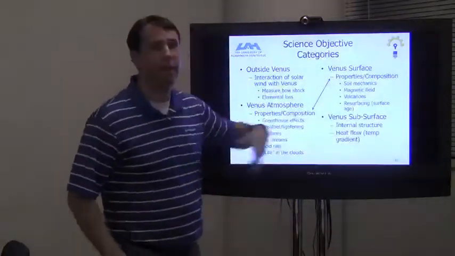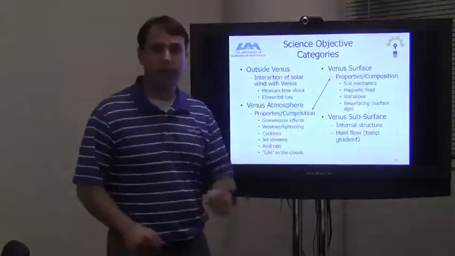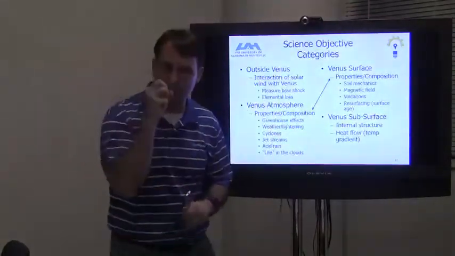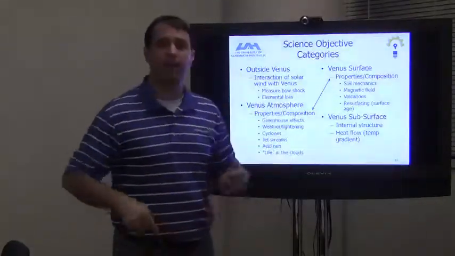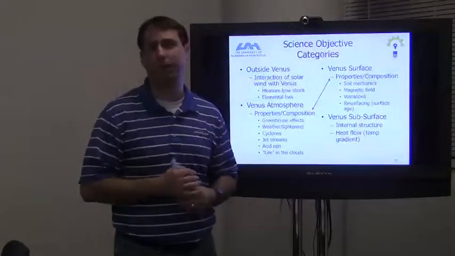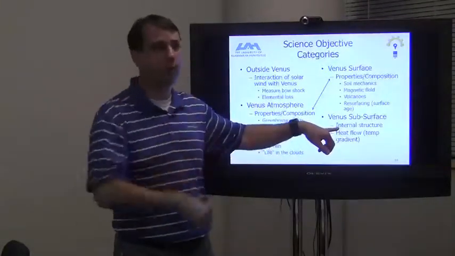The subsurface, there's two main categories for the subsurface. You can look at internal structure. Is it like Earth? Earth has the core, the mantle, the crust. A lot of planets are like that. Is Venus like that? We don't know much at all about Venus's internal structure. We'll talk about how that works in a minute too.